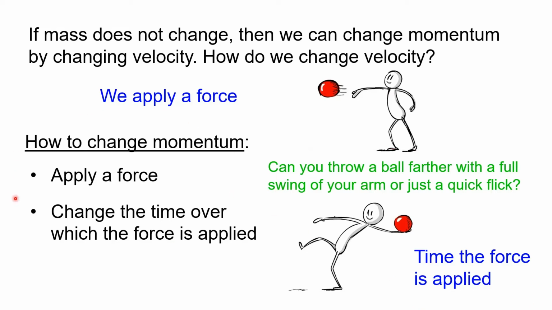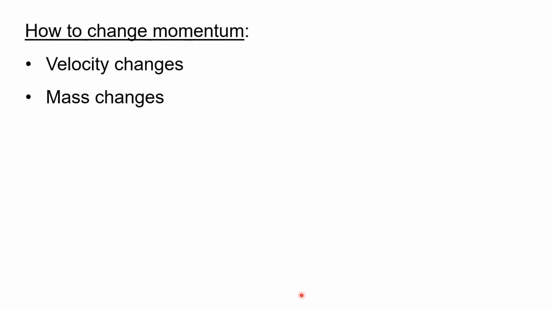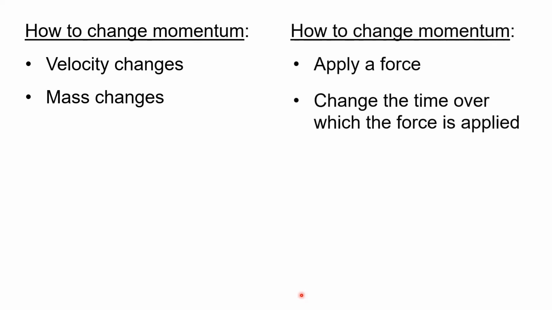Now we have another list of how to change momentum. Let's compare those lists. So we started with a list of how to change momentum by defining it as changes in velocity and changes in mass. And then we made a list that said we could also do the same thing by applying a force or changing the time over which the force is applied. Well, these are describing the same thing, how to change momentum. So apparently the ways in which we change momentum must be related, and they are represented like this.